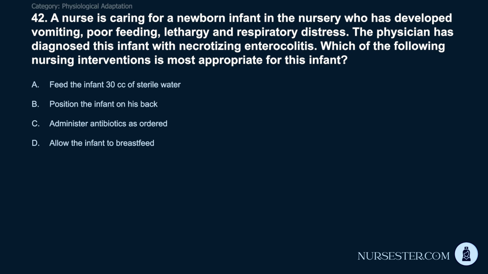42. A nurse is caring for a newborn infant in the nursery who has developed vomiting, poor feeding, lethargy, and respiratory distress. The physician has diagnosed this infant with necrotizing enterocolitis. Which of the following nursing interventions is most appropriate for this infant? A. Feed the infant 30 cubic centimeters of sterile water. B. Position the infant on his back. C. Administer antibiotics as ordered. D. Allow the infant to breastfeed. Correct answer: C. Administer antibiotics as ordered.